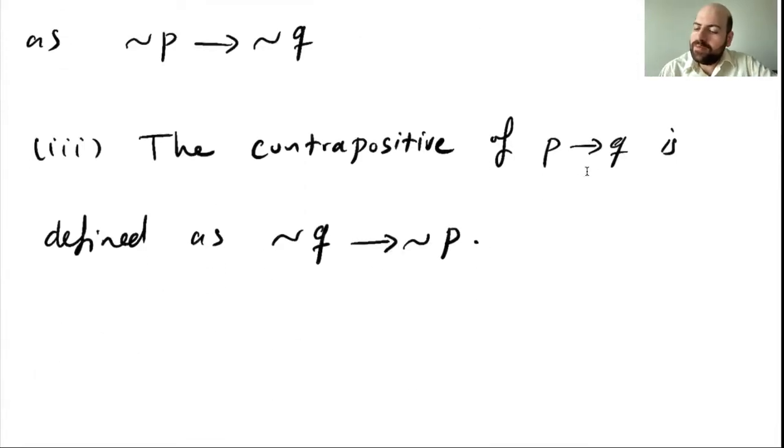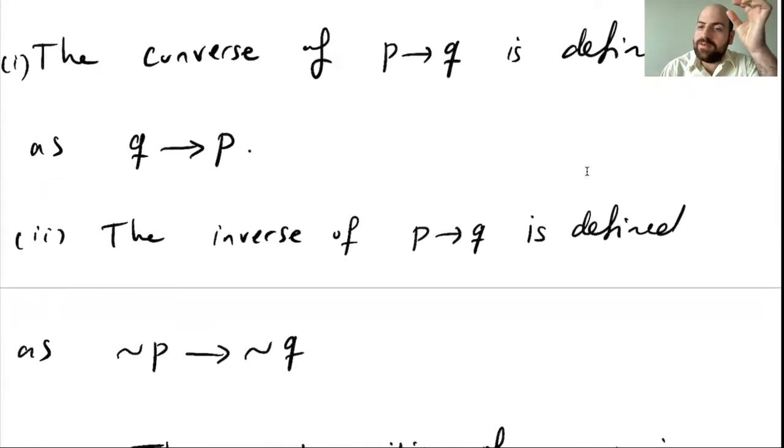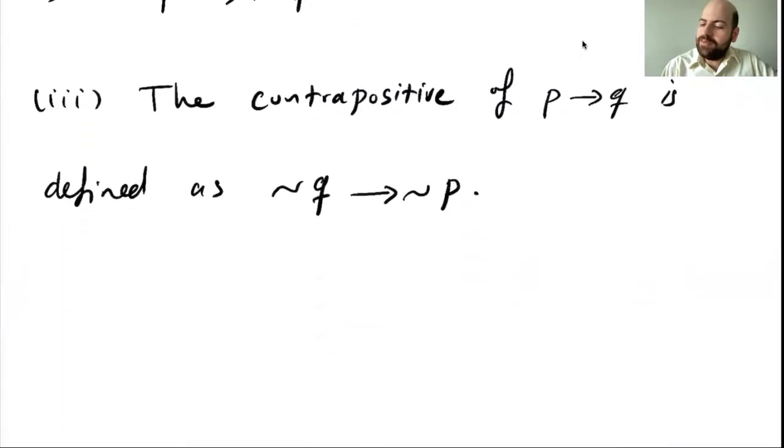Okay, so I'll give examples for each case. But the important thing to know is that, in my experience, students always get confused about a statement and the converse of a statement. If a conditional statement is true, the converse of that statement does not have to be true. This is a very important remark. So let's look at an example.